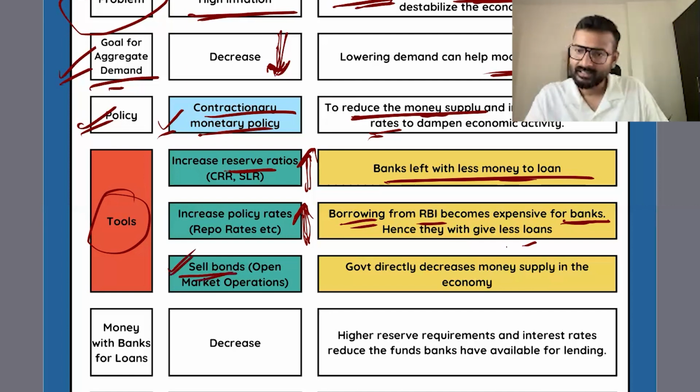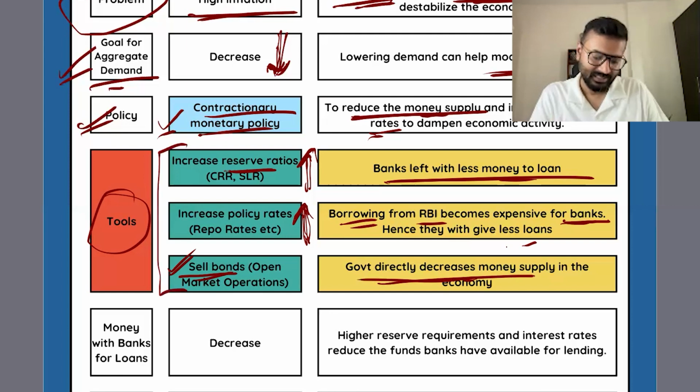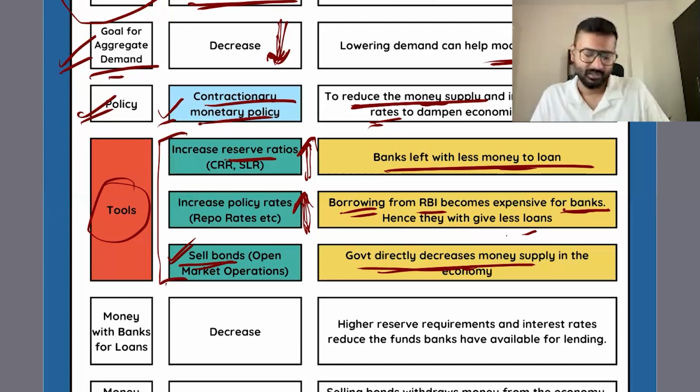They will sell bonds and suck out money from the economy. So the government is directly decreasing the money supply. Okay. So through these three tools, RBI will exercise a contractionary monetary policy.